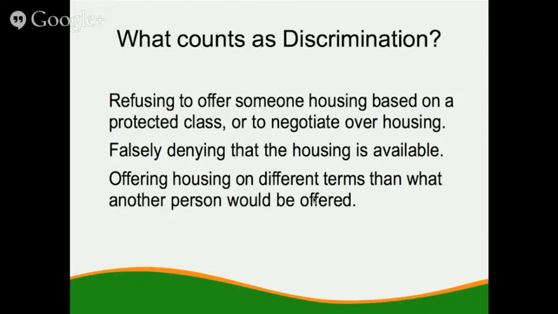Offering housing on different terms than what another person would be offered. This one's also pretty common. So, we're going to charge you an extra deposit because you have children, or we're going to require you to sign a longer lease than other people might sign. A lot of what you'll hear through this presentation is that the Fair Housing Act is asking that you treat people consistently from one person to another, and so if you start treating people differently based on one of these protected classes, that's going to be a red flag.